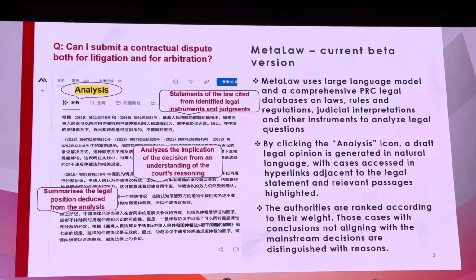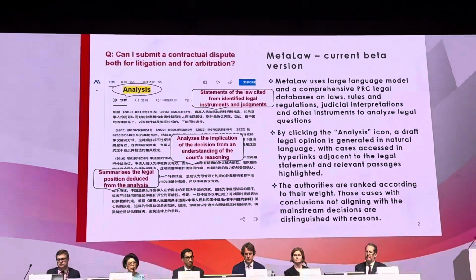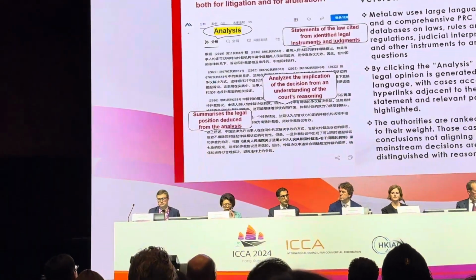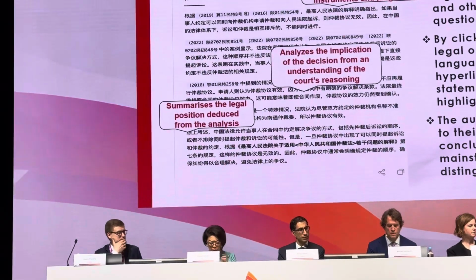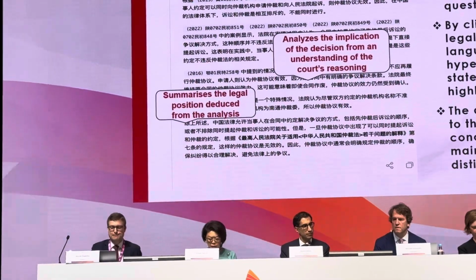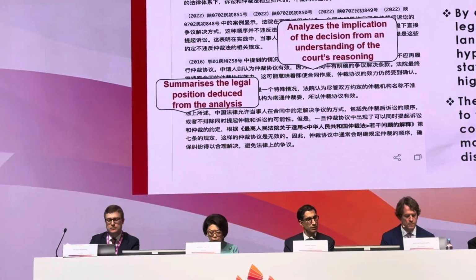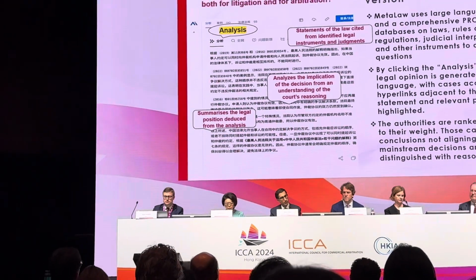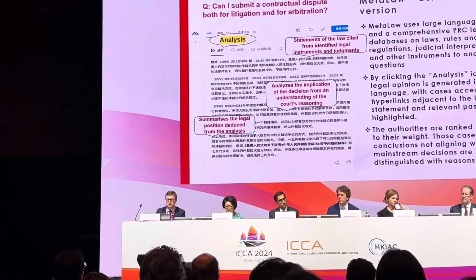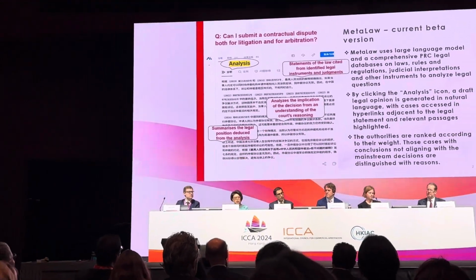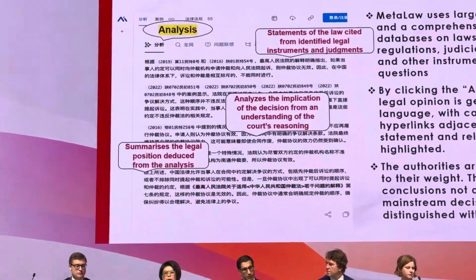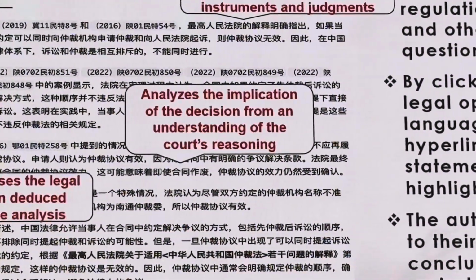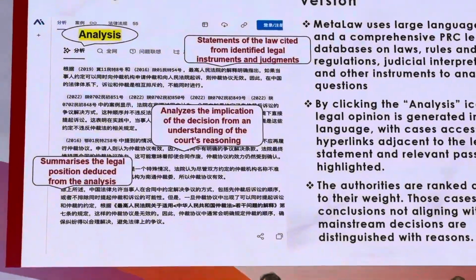And then it seems to have the ability to rank the weight of the authority accordingly. Here you will see a few bubbles showing that different paragraphs do different things. First, it starts with a statement of law cited from the identified legal instruments and the judgments. In the middle of the page, it analyzes the implication of decisions which it has identified as being not in accordance with the mainstream decisions. And then further, it summarizes the legal position deduced from the analysis.